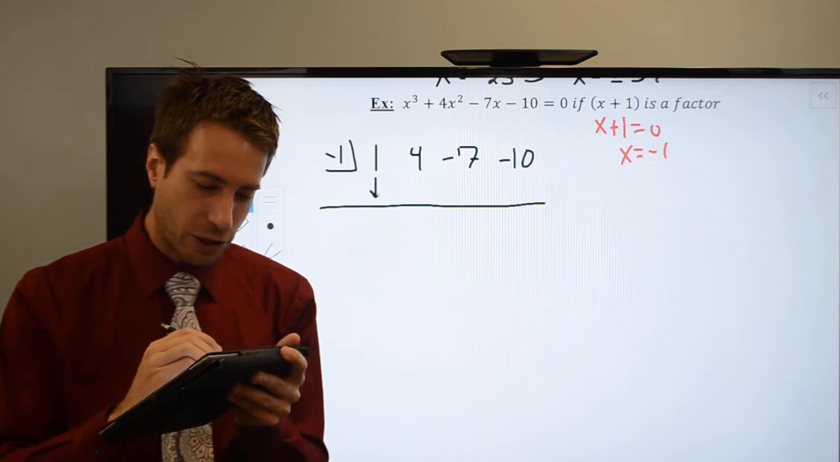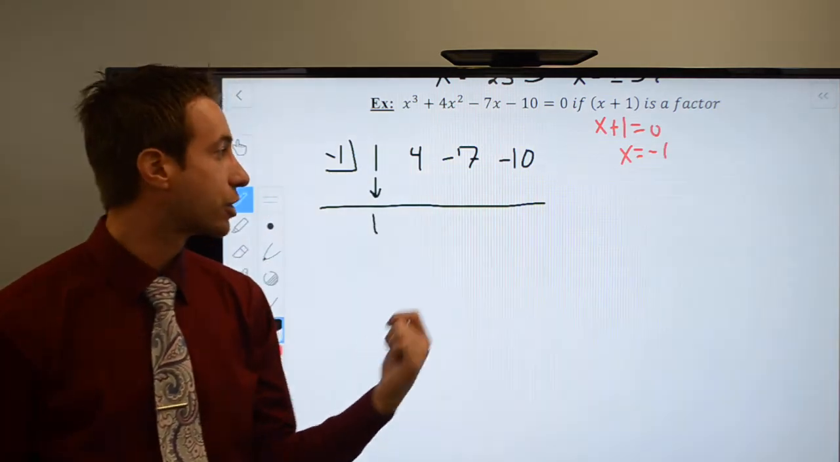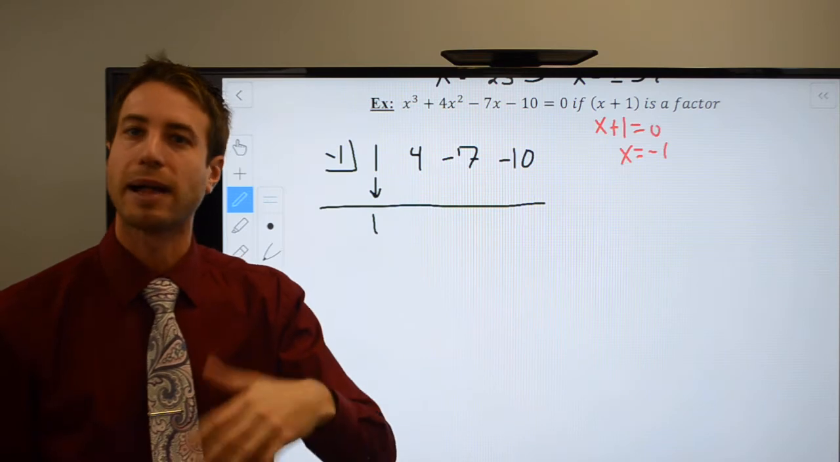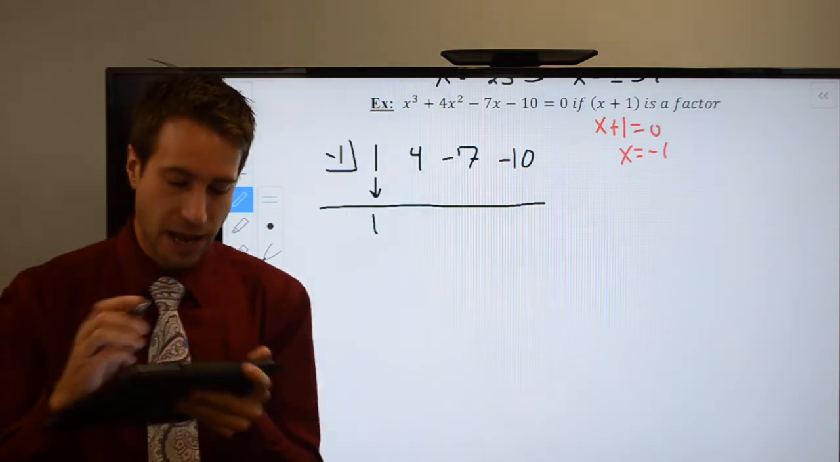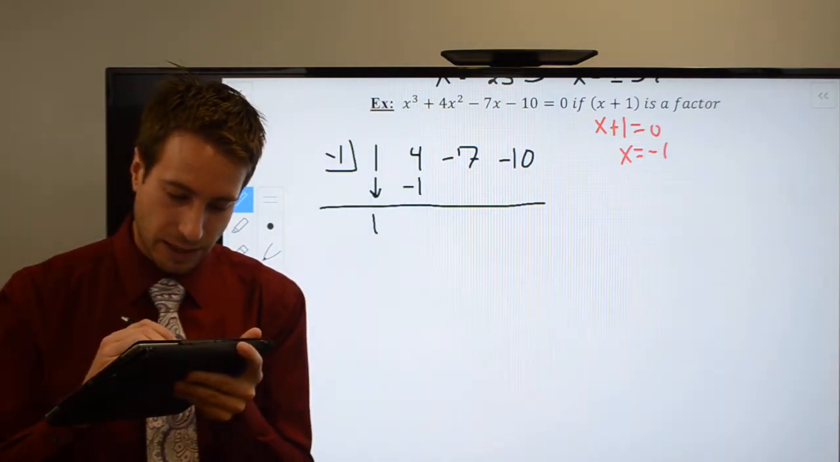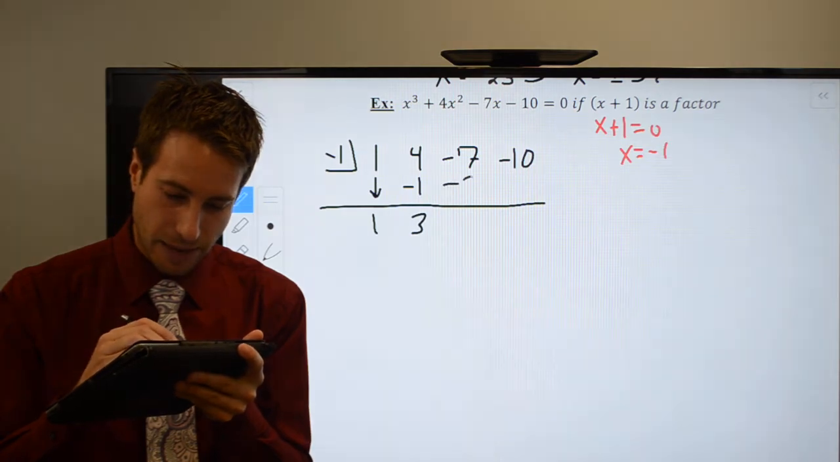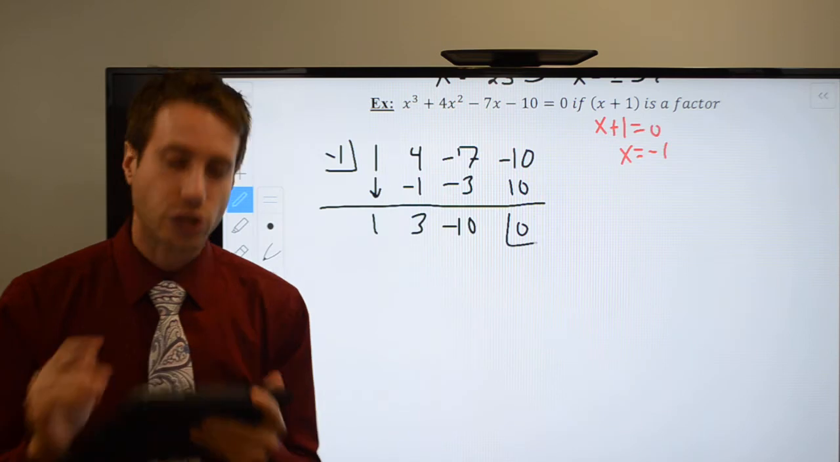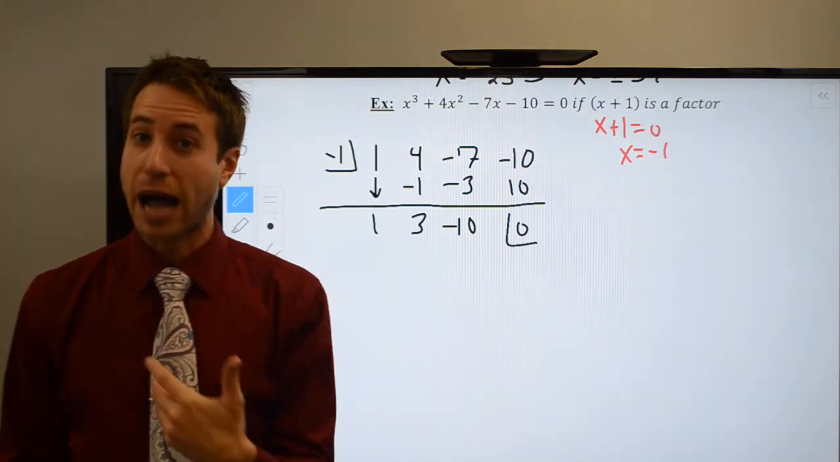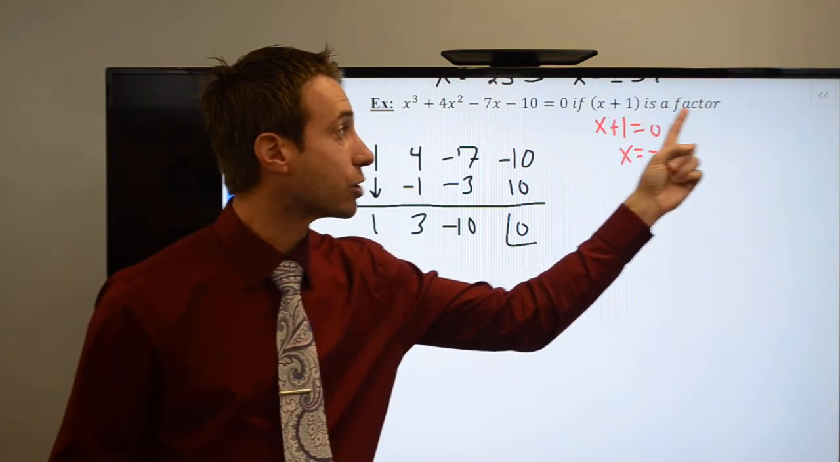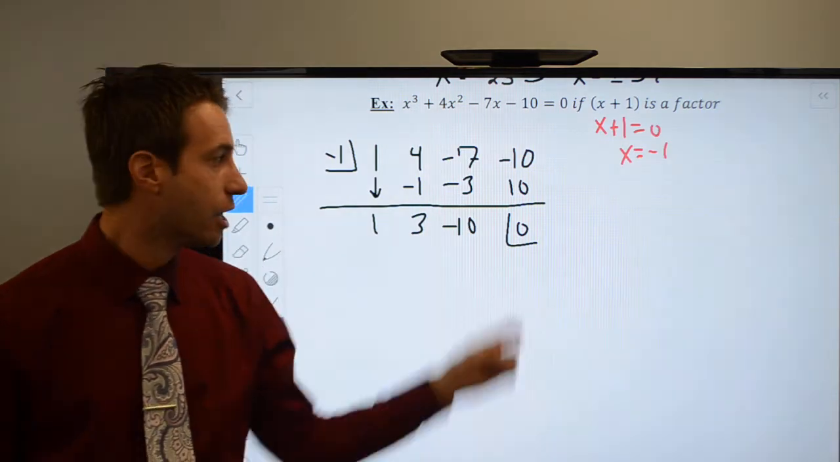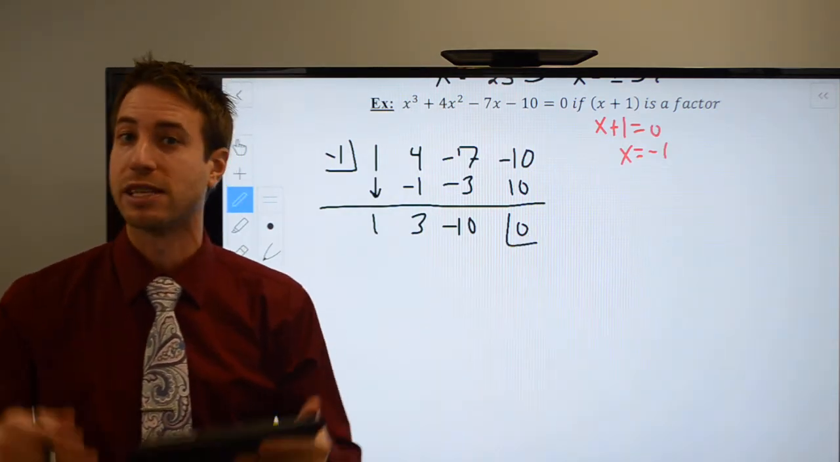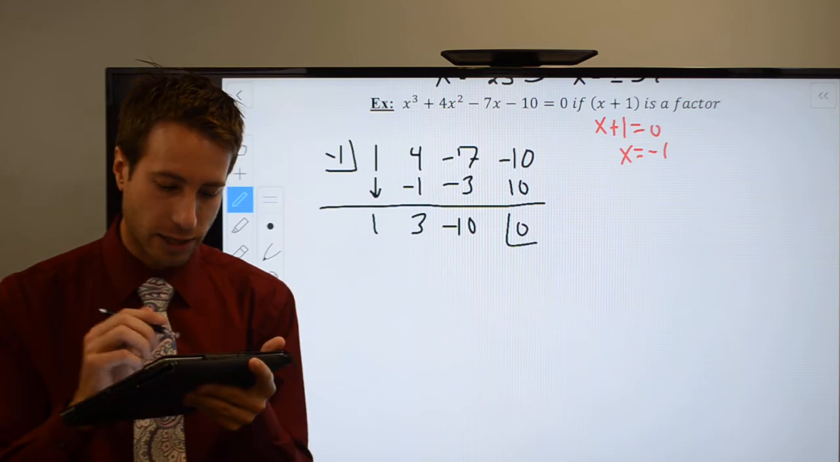Bring down that first constant, and then it's multiply, add till you run out of numbers. Negative 1 times 1 is a negative 1. That's going to leave me with a positive 3. That's going to be a minus 3, which of course is added to a negative 10. It's going to leave me with a positive 10. So I get a remainder of 0, which I knew, because I told you x plus 1 was a factor. So you knew you needed to come out with a remainder of 0. If you didn't, something would have gone terribly wrong.